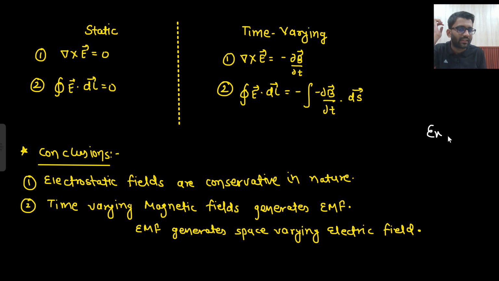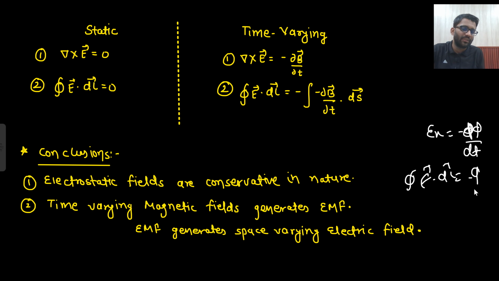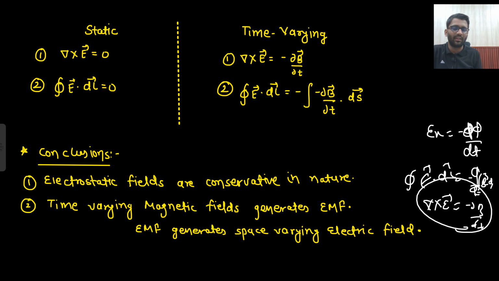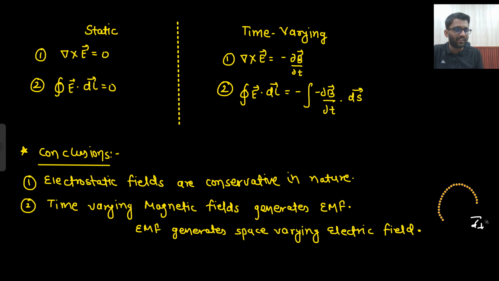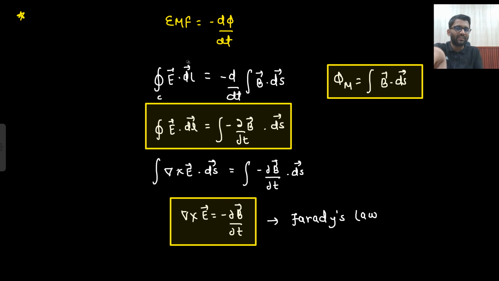One thing you will remember is that EMF is equal to minus d phi by dt. EMF will be the closed integral of E dot dl, and this will be minus d by dt of the integral of B dot ds. This will be del cross E, and this will be minus del B by del t. So the derivation is very easy, very straightforward. If you remember the first statement, then there is no one who can stop you from deriving these equations.